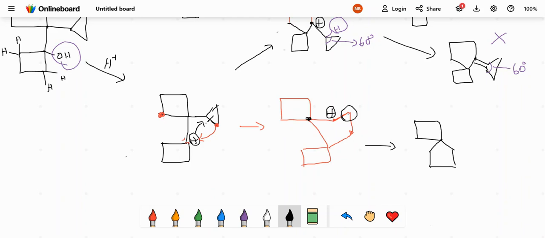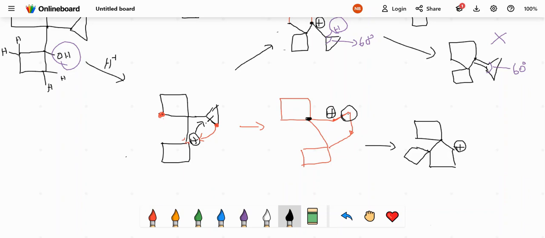The position next to the attached position is having the positive charge, and then 1, 2, third position is now having another one, cyclobutane ring. Cyclobutane ring is there, right? So the cyclobutyl ring is there.